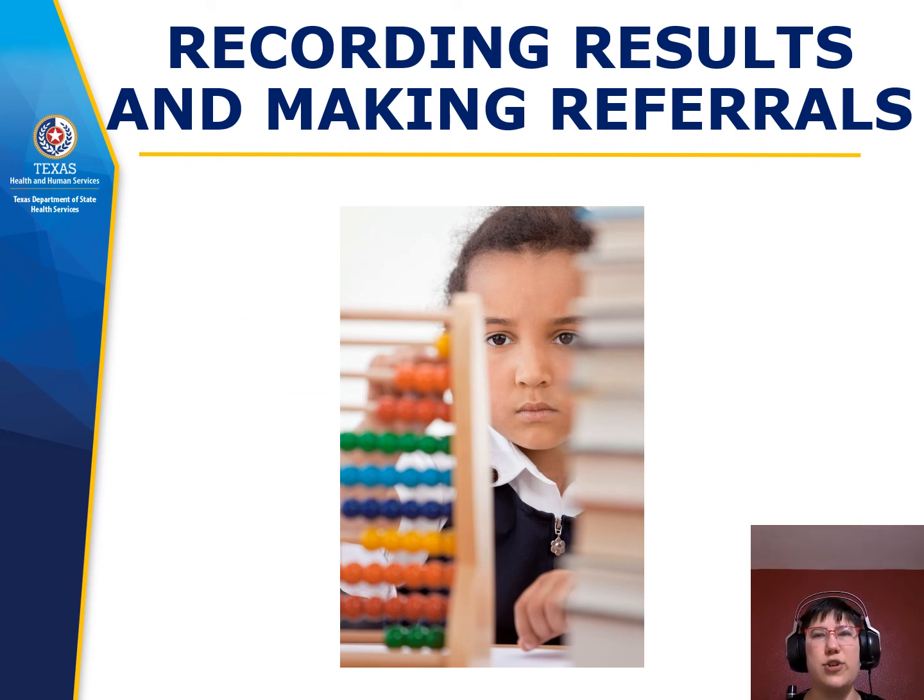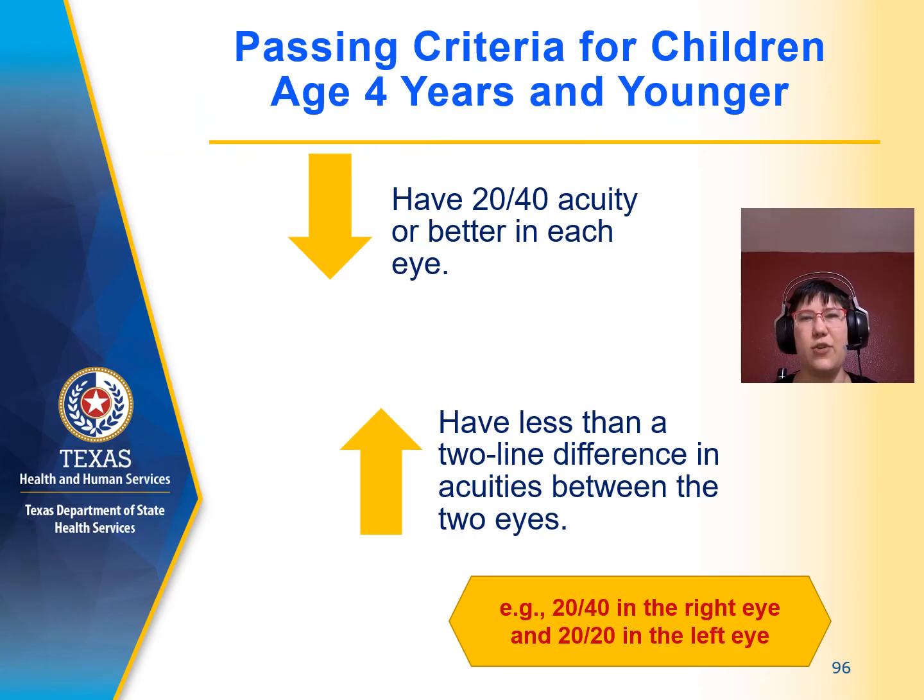And then you need to record your results and make referrals, right? So let's talk about that. Passing criteria for children age 4 years and younger is 20/40 or better in each eye and less than 2 line difference between the acuities in 2 eyes.